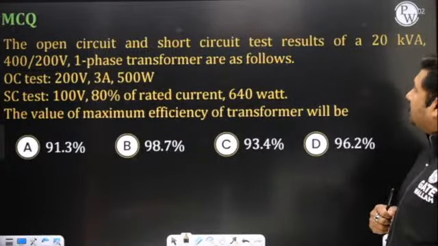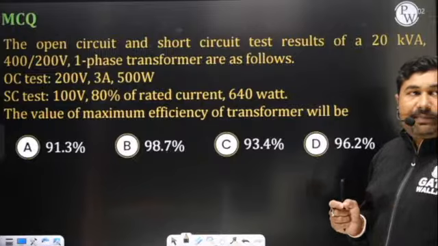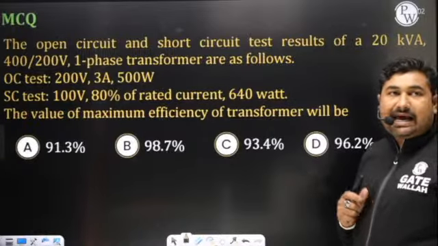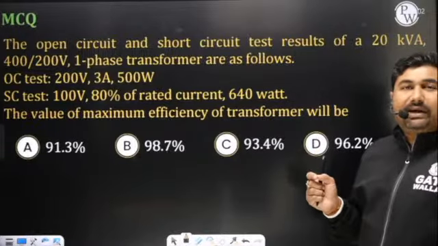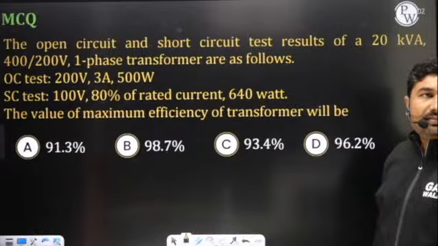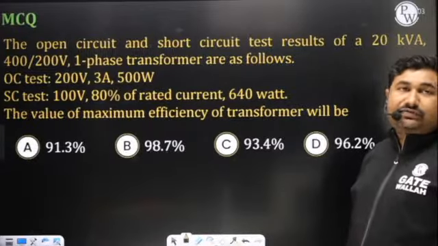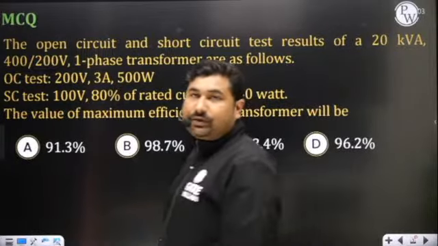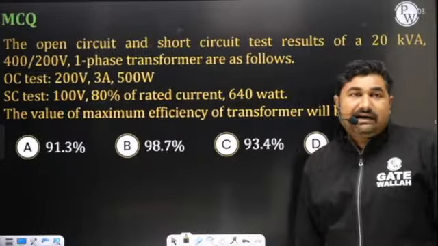The open circuit and short circuit test results of a 20 kVA, 400/200 volt single phase transformer are as follows. Open circuit test result: 200 volt, 3 ampere, 500 watt. Short circuit test result: 100 volt, 80% of the rated current and 640 watt. The value of maximum efficiency of the transformer will be? So I have tried to combine two different concepts in one question, that is efficiency and testing.